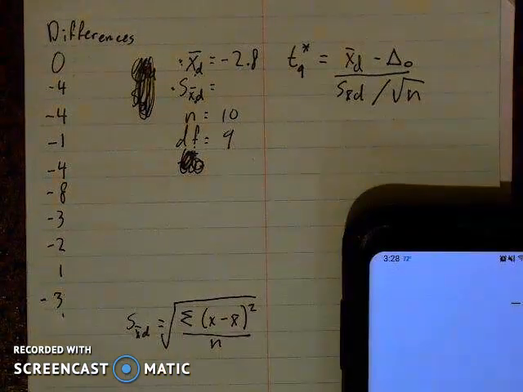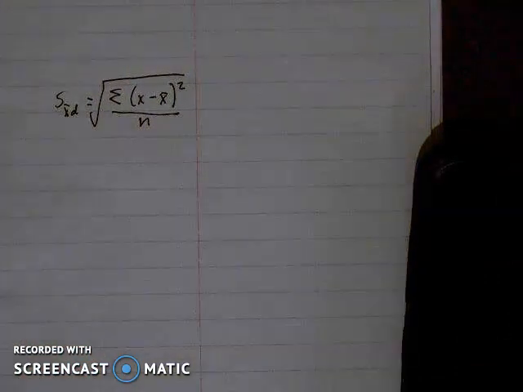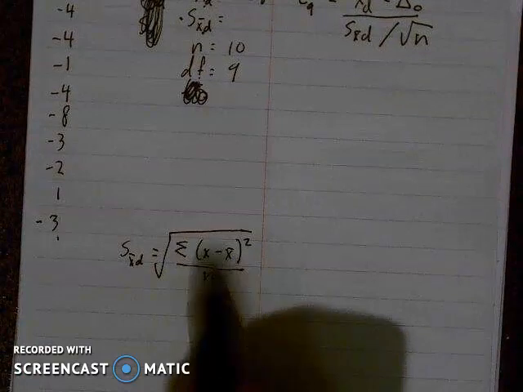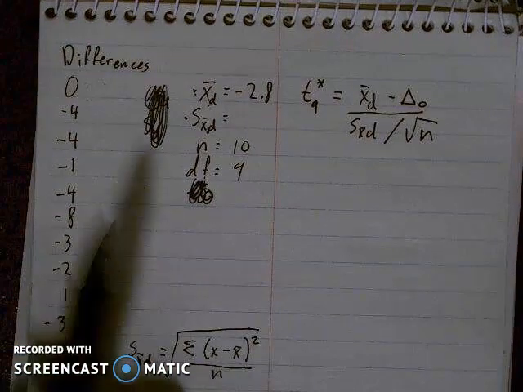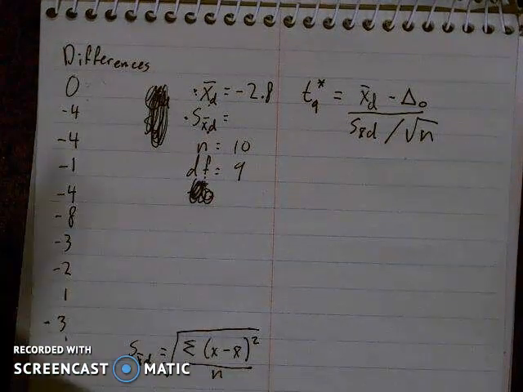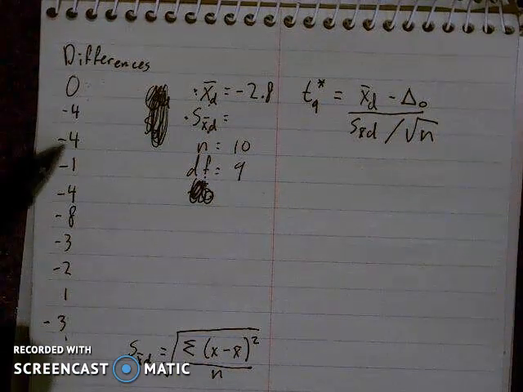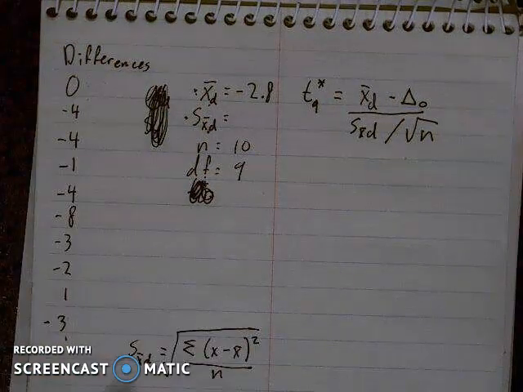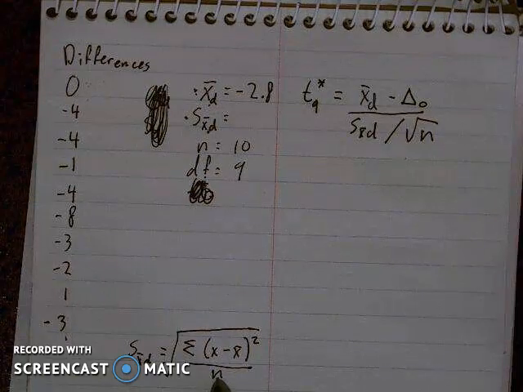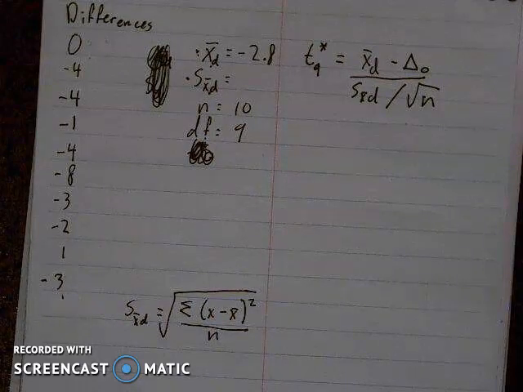Now what we have to do is the formula for standard deviation. Now this is a lot more tedious than the other one, because what we have to do is first find these. There's 10 of these, and it's each measurement minus the mean. So basically we're going to do 0 minus negative 2.8, negative 4 minus negative 2.8, and so on all the way down until we have all of them. Then we're going to square each of them, add them all together, and then divide by n, and then take the square root of that. So again, it's going to be a bit tedious.